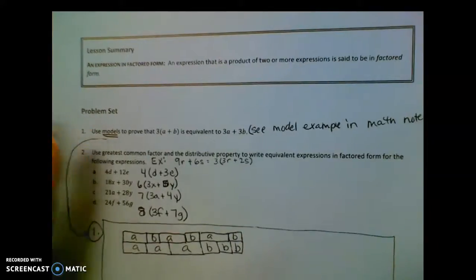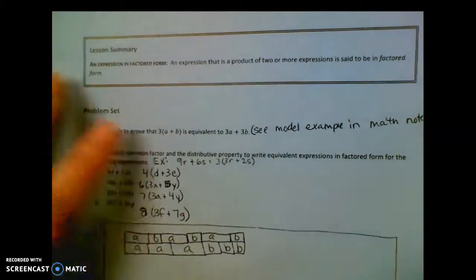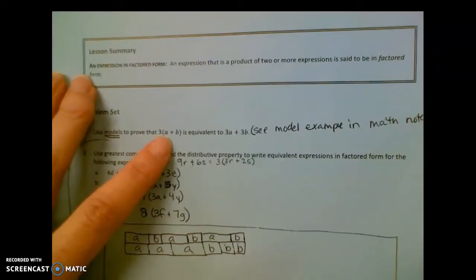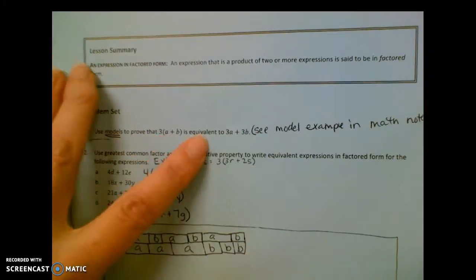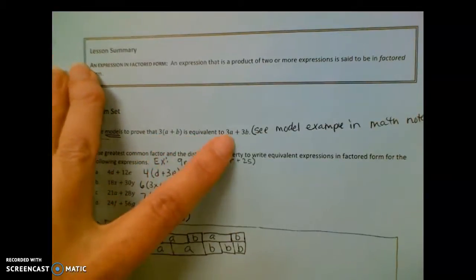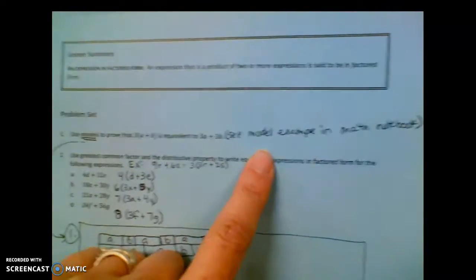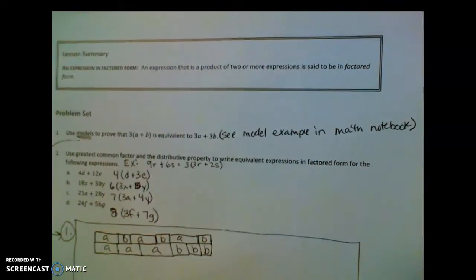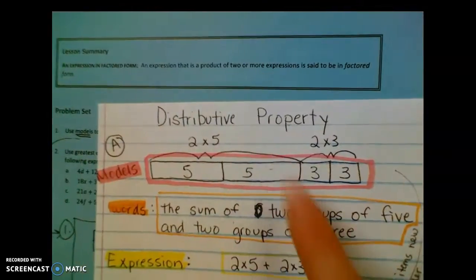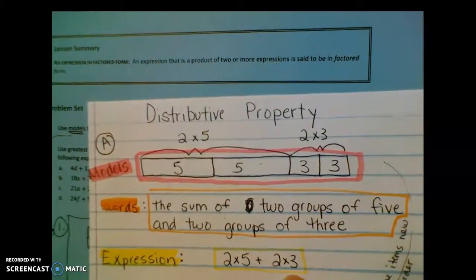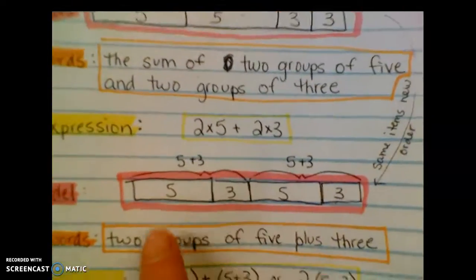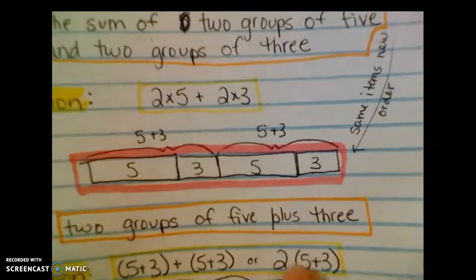So our problem number 1 wanted us to use models to prove that 3 groups of A plus B is equivalent or the same as 3 A's and 3 B's. So I made a little note here to use your models in your math notebook because we glued in these pictures yesterday that I was hoping would show you how to draw the model of the 2 groups of A's and 2 groups of 3's, and then how to do the 2 groups of 5 plus 3.